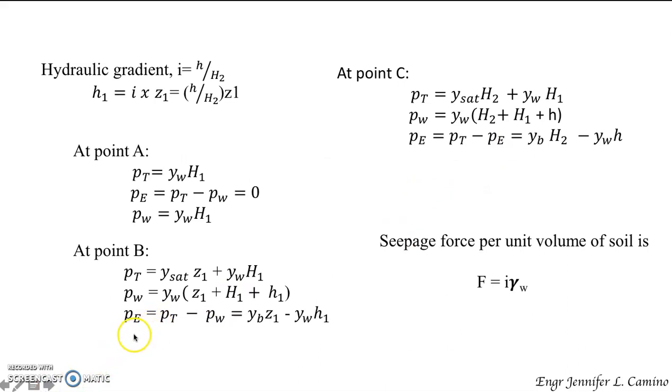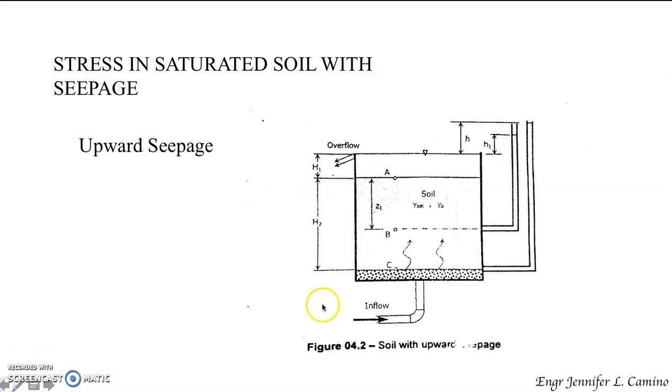And the effective stress, you subtract the value of the pore water pressure from the total stress. So at point C, the total stress would be H2 times the unit weight on this layer plus H1 times the unit weight of the water.